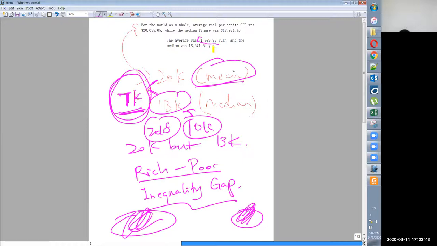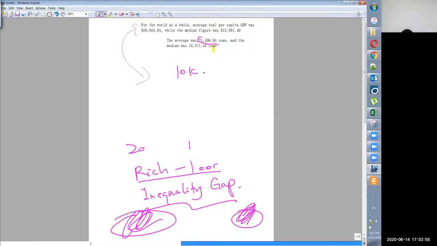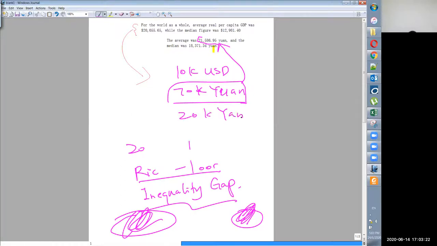So you just look at this number, that's how ridiculous it is. The GDP, you still remember, is about 10K USD per capita. So you times 7, that's like 70K yuan GDP, right? But you look at their average disposable income. That is only what? 20K. So what's wrong here? Can you tell me what's wrong here?